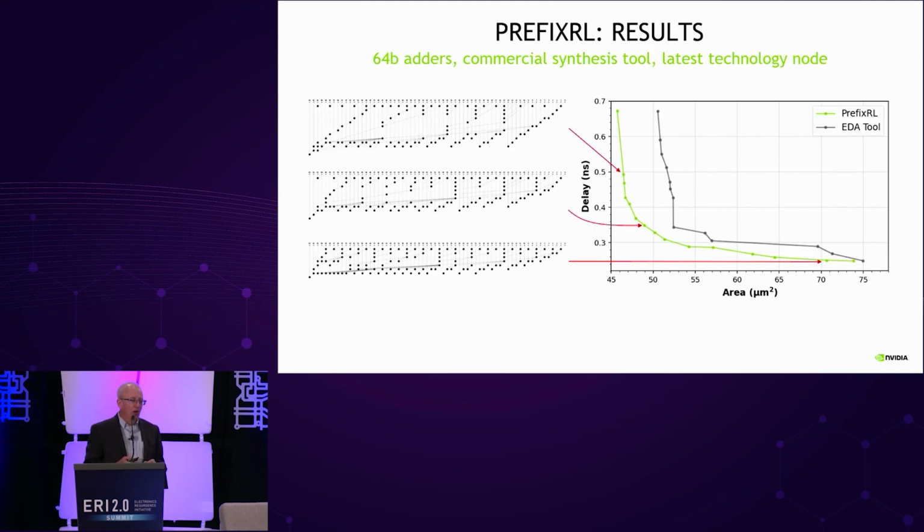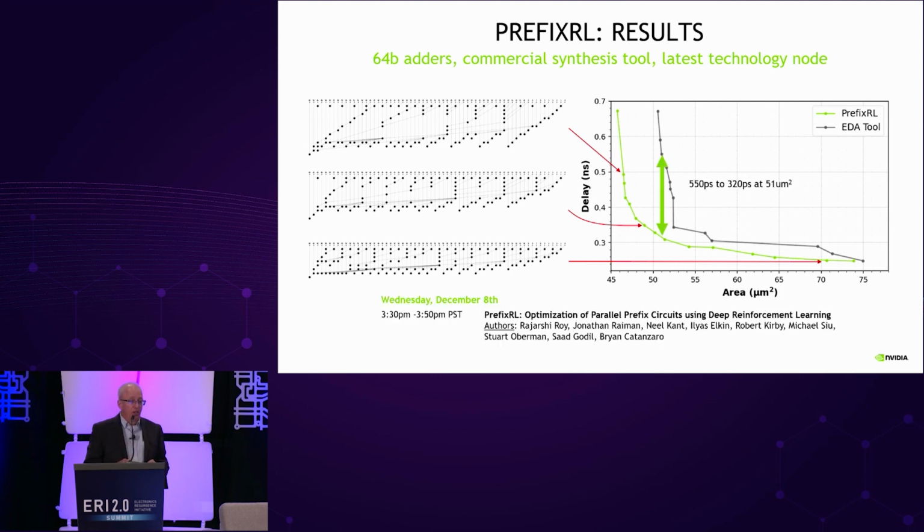And if you compare our results, that's the green line here, running our prefix RL, a reinforcement learning algorithm to design these carry chains, we tend to do quite a bit better than the typical commercial synthesis tools, reducing the delay from 550 picoseconds to 320 picoseconds for a given size design. And you can constrain it whether you want a really fast design and you're willing to pay some area for that, or you can basically constrain either area or speed and have it do the optimum on the other.